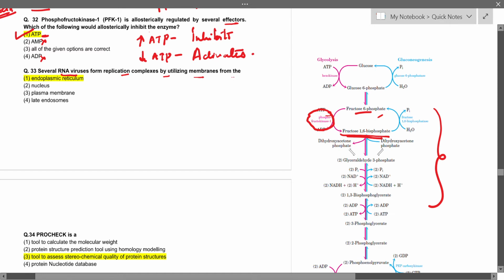Several RNA viruses form replication complexes by utilizing membrane from. So the RNA viruses have to form the membrane around them. To infect other cells, they have to assemble again the genetic material, the protein and the tail fibers, everything. So they use a membrane from the endoplasmic reticulum and form their own complexes.